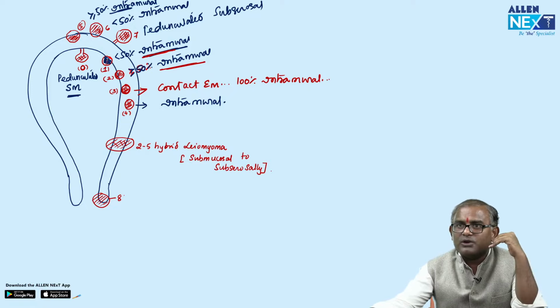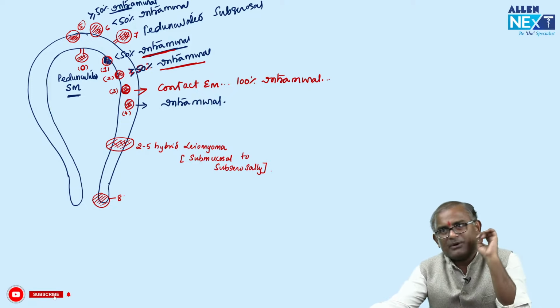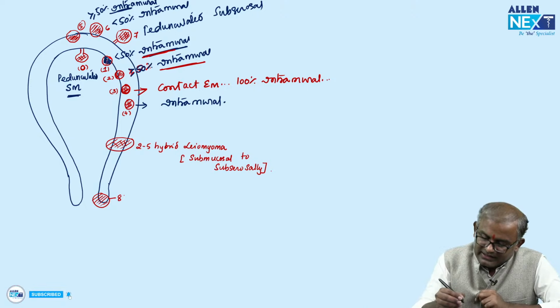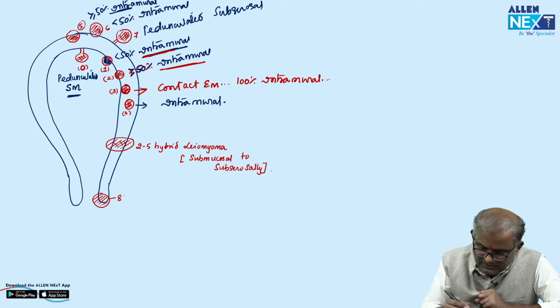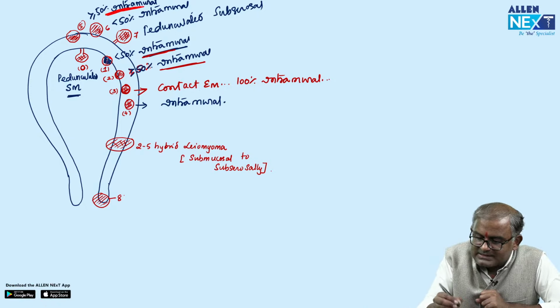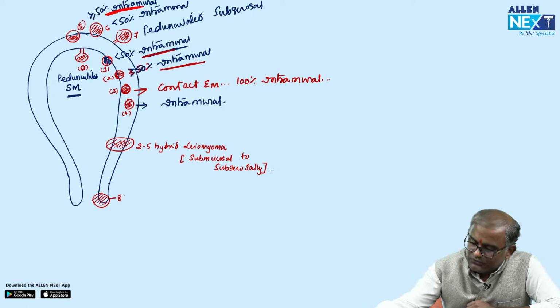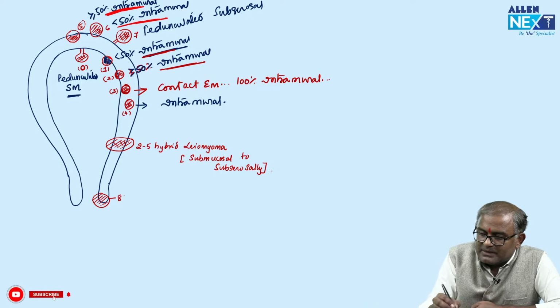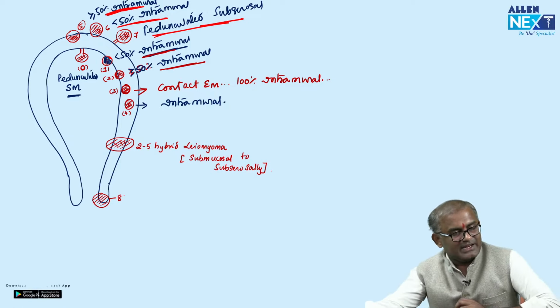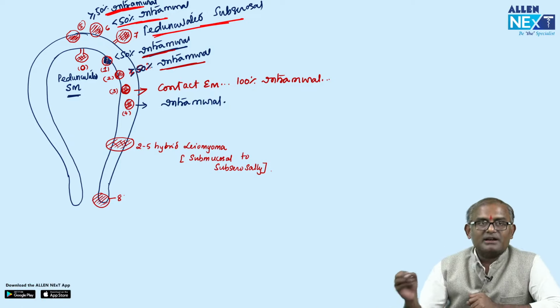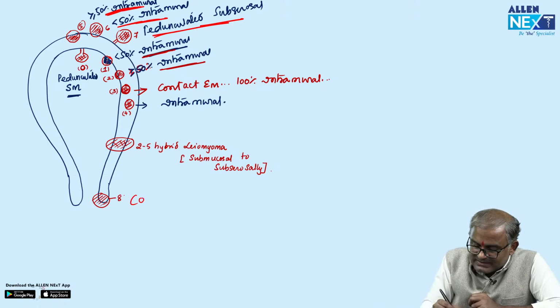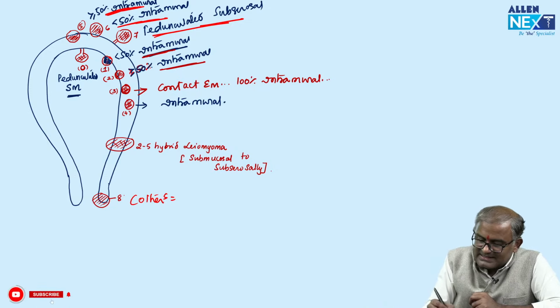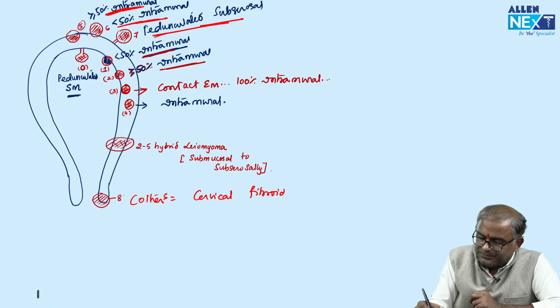Type 5 means more fibroid in the mural region, less in the peritoneal cavity, that is more than or equal to 50% intramural. Less than 50% intramural is 6. Pedunculated subserosal is 7. Now doctor, come to 8, that is nothing but others. Others means it is cervical fibroid.